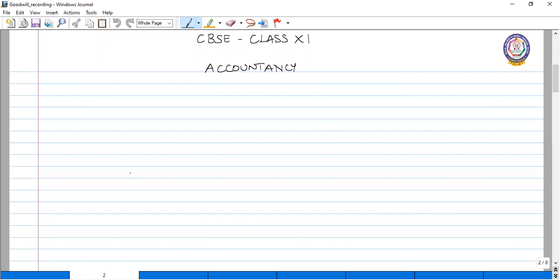CBSE Class 11 Accountancy. Today we are going to see the rules of debit and credit. We follow the double entry aspect of bookkeeping. So for each transaction, when we have a debit aspect, we will also have a credit aspect.